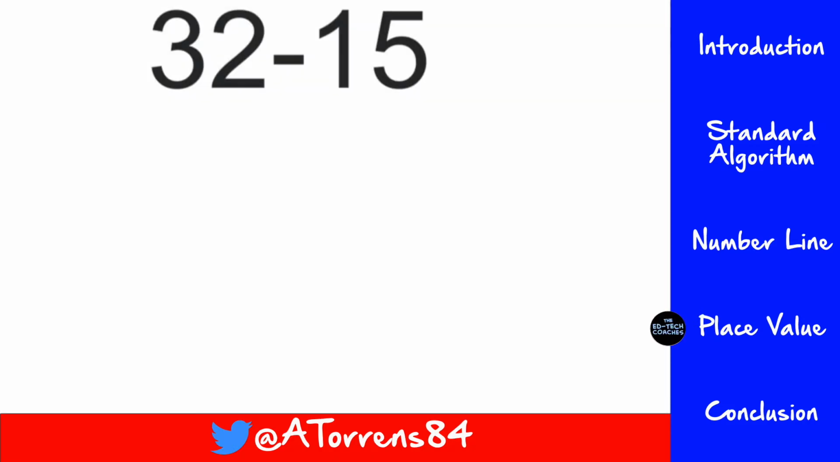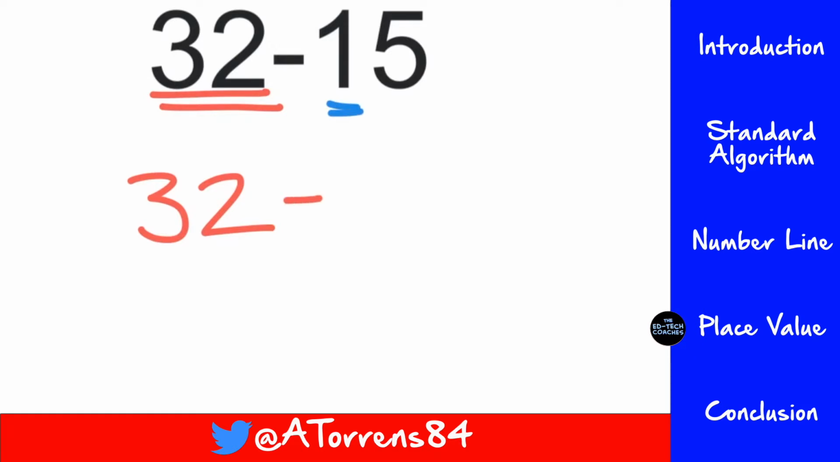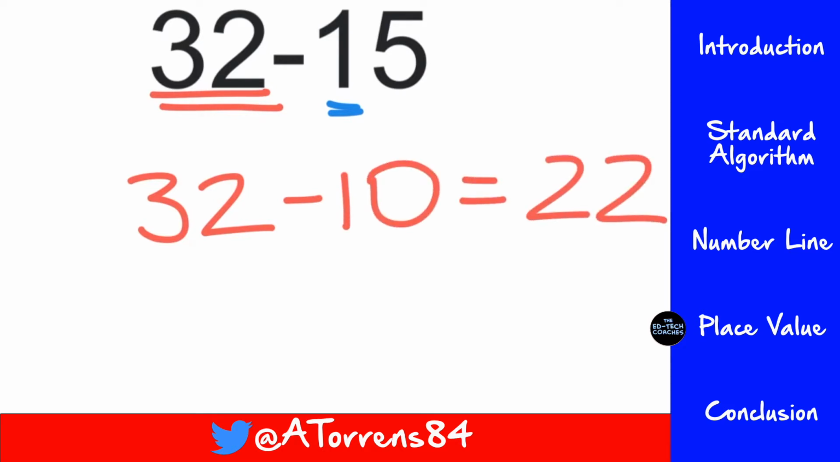So a third way to solve subtraction is by using place value. Place value is a little bit different when you're subtracting than it is when you're adding. The first thing you need to know is you always start with the biggest number. So I'm starting with 32. So in place value, I need to take away the 10s first. So I'm going to say 32 take away 10 equals 22.